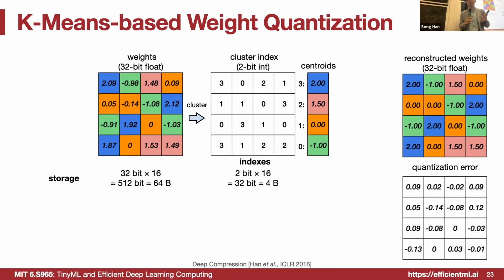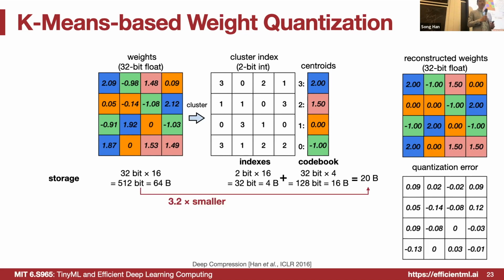Each byte is 8 bits, if you remember from 604. We learned those basics. And finally, we have to store this codebook, since we have only 4 choices. So each one is represented by 32 bits. Altogether, that's 16 bytes. Altogether, we need 20 bytes to store them together, which is 3.2 times smaller compared with the original weight matrix. But this is a very small example.